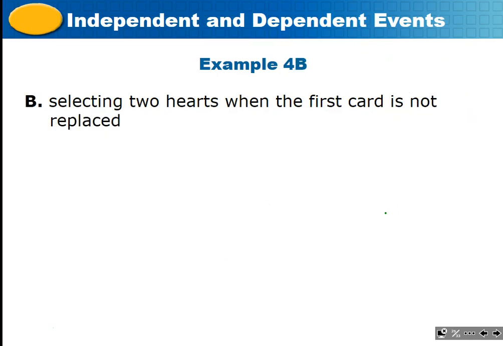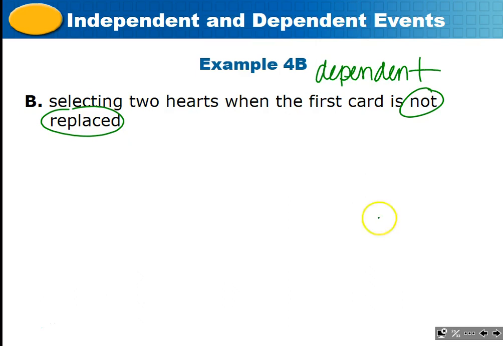All right, so on the second one here, it says selecting 2 hearts when the first card is not replaced. So now this time it is dependent, and it's dependent because we did not replace the card. So this time we're going to pull a heart. That would still be 13 over 52, but then we're not putting the heart back. So now we only have 12 hearts left, and we only have 51 cards left.